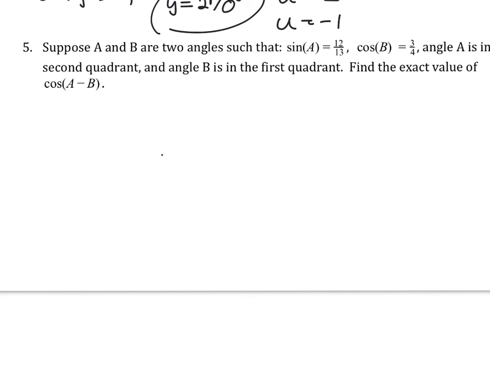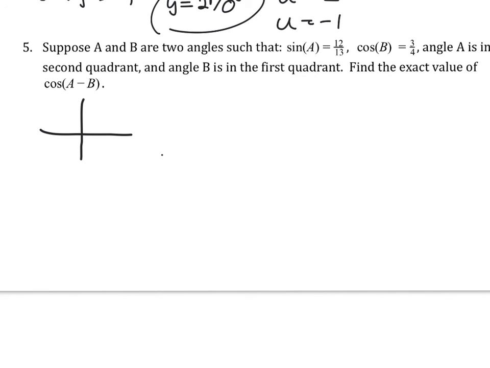Okay, we're almost done. Suppose A and B are two angles such that sine of A is 12 thirteenths, cosine of B is 3 fourths. Angle A is in the second quadrant. Angle B is in the first quadrant. Oh dear. Find the exact value of cosine of A minus B. Shoot. Okay. So with quadrant information here, let me do some thinking. Maybe a little diagram would be helpful.